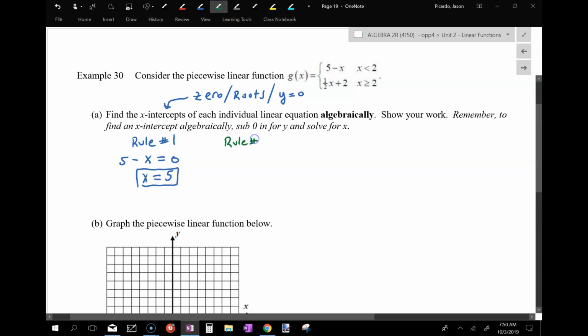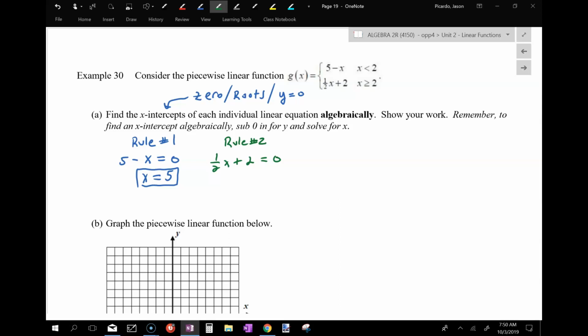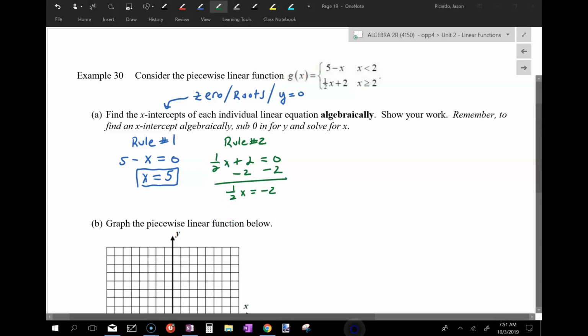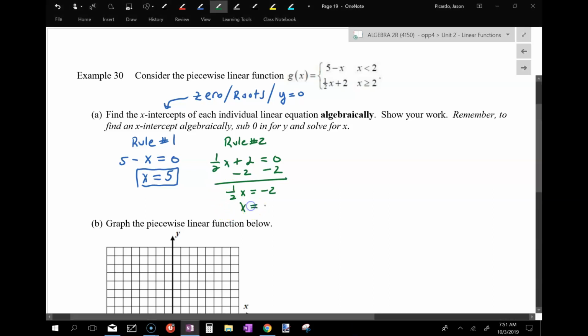All right, rule number 2. A half of x plus 2 equals 0. Let's solve that one. What do I got to do? Give me a step. Get the x by itself, so give me a step. Subtract the 2, yes. And of course, guys, you can do this with a calculator, but it says to do it algebraically. And then how do I get rid of the half? I multiply both sides by 2, right? And if I multiply both sides by 2, I get x equals -4.